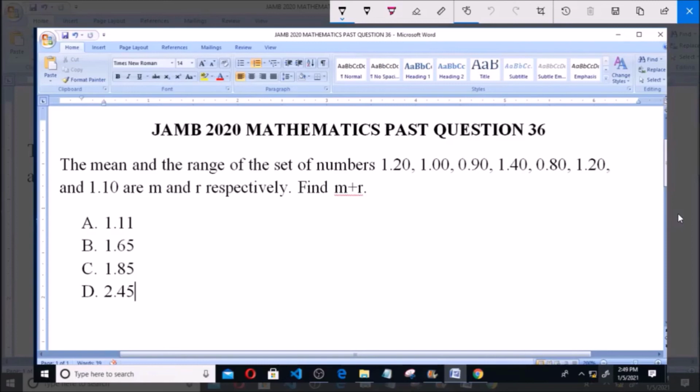The mean and the range of the set of numbers 1.2, 1.0, 0.9, 1.4, 0.8, 1.2, and 1.1 are m and r respectively. That is, m representing the mean and r representing the range. Now we are asked to find the sum of the mean and the range. The options are 1.11, 1.65, 1.85, and 2.45.